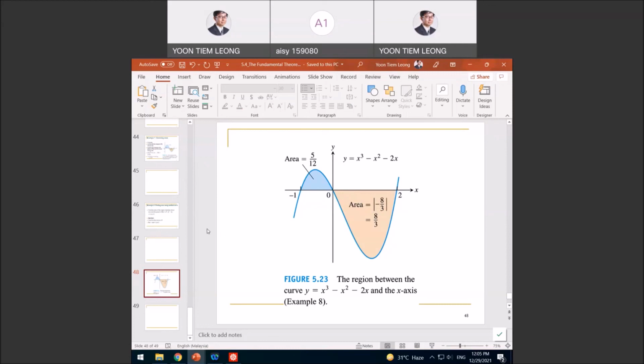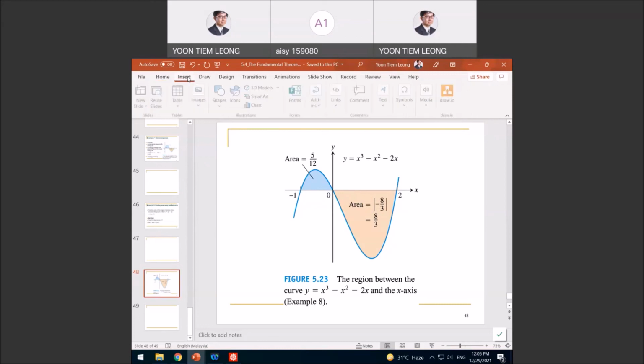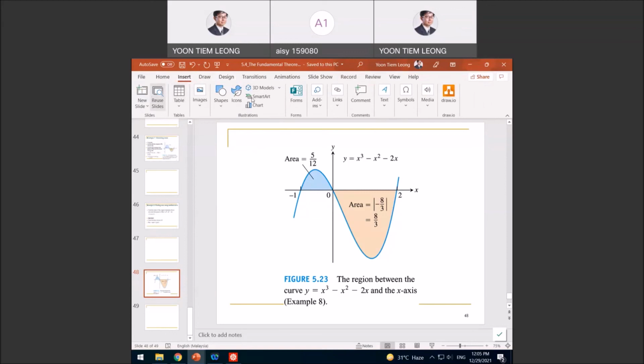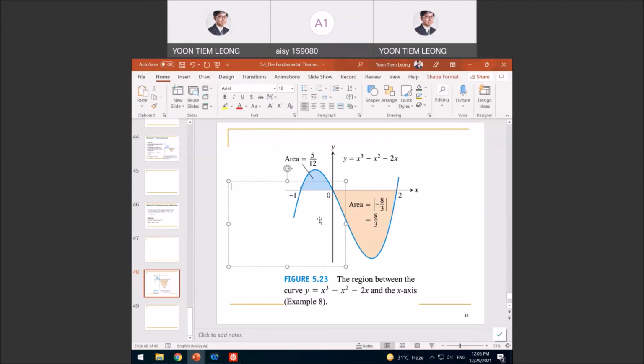So maybe I'll show you here, since I think it's possible to do it here without much difficulty. So let me insert a text box. Okay, so I'm going to write my text box here.